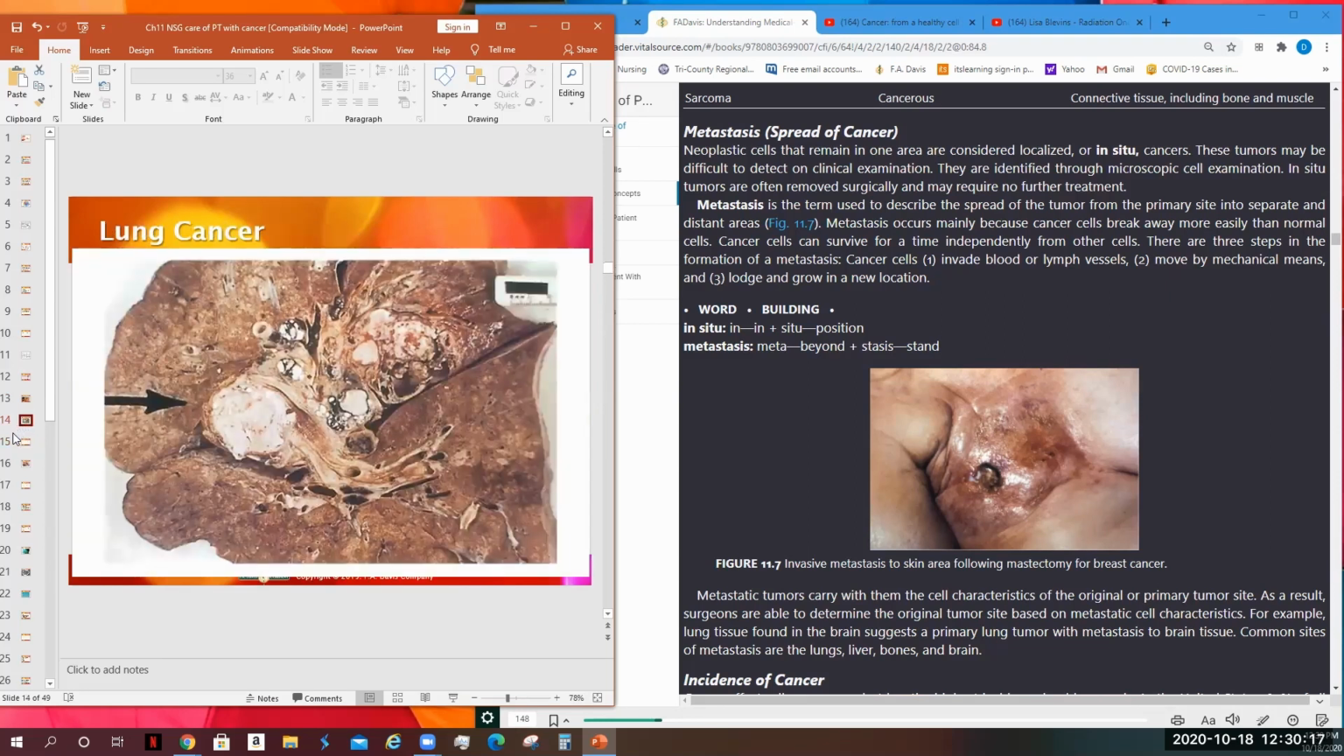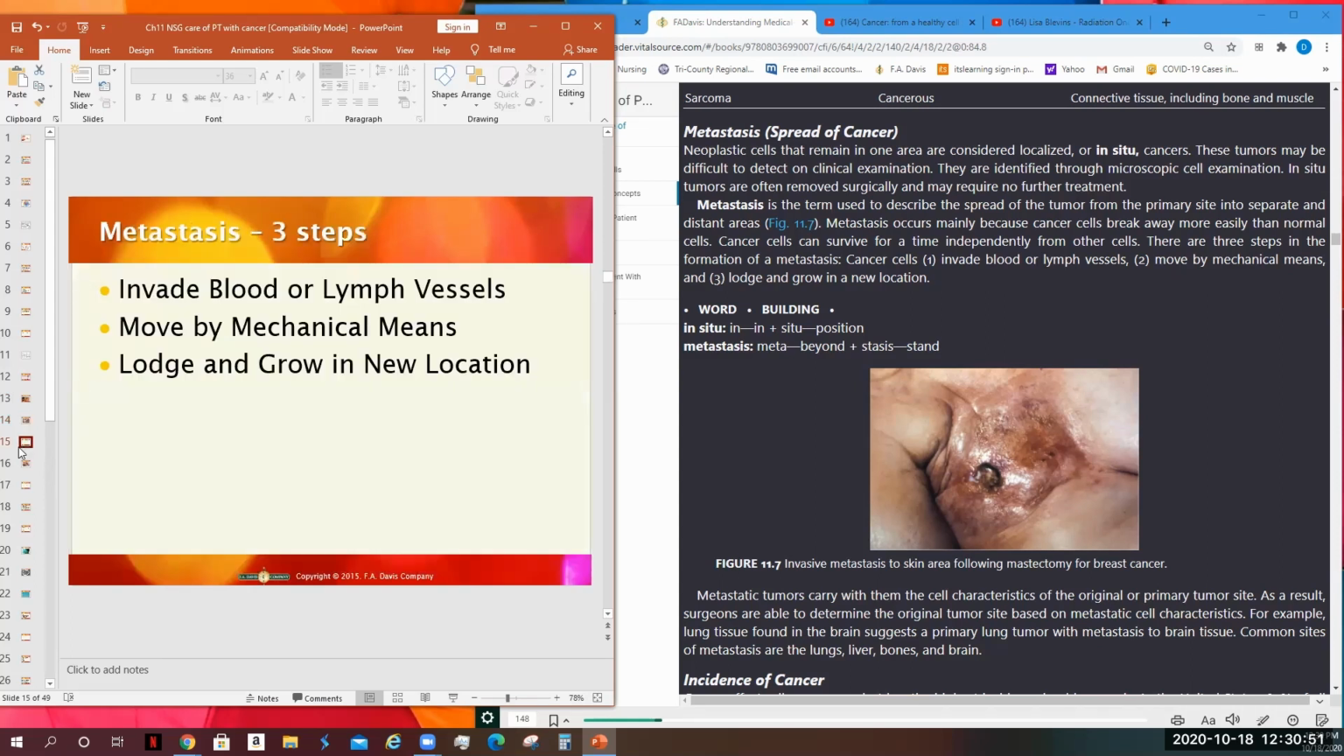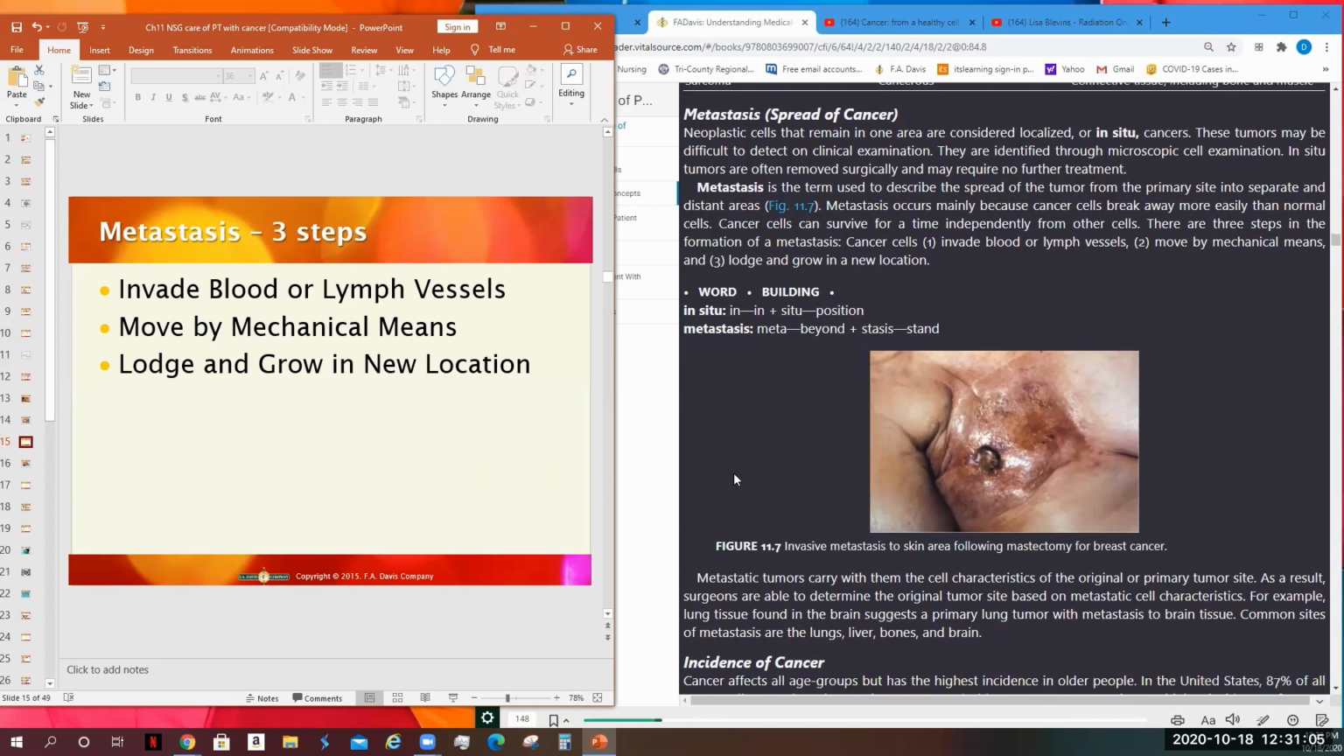Metastasis is the term used to describe the spread of the tumor from the primary site into separate and distant areas. Metastasis occurs mainly because cancer cells break away more easily than normal cells. Cancer cells can survive for a time independently from other cells. There are 3 steps in the formation of a metastasis. Cancer cells, 1, invade blood or lymph vessels. 2, they move by mechanical means. And 3, they lodge and grow in a new location.